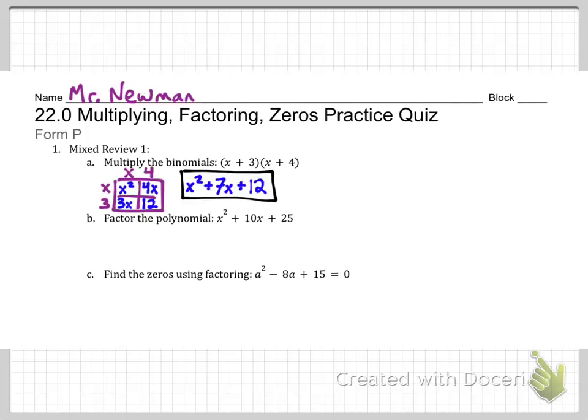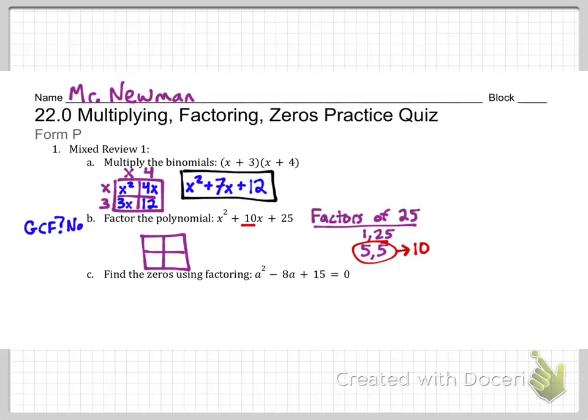For part B, we want to factor this polynomial. First, I need to ask, is there a GCF? The answer is no, there's no GCF across all three of those terms. So, we write factors of 25, and I know that 1 and 25 are two factors, a factor pair, as well as 5 and 5. Which ones add up to 10? That would be 5 and 5.